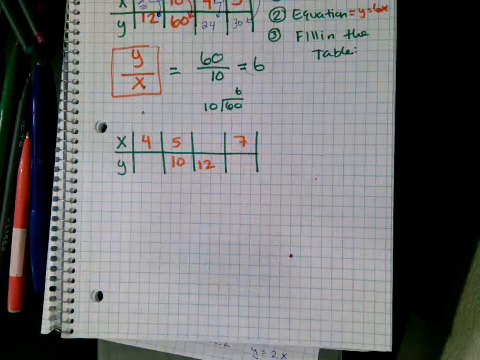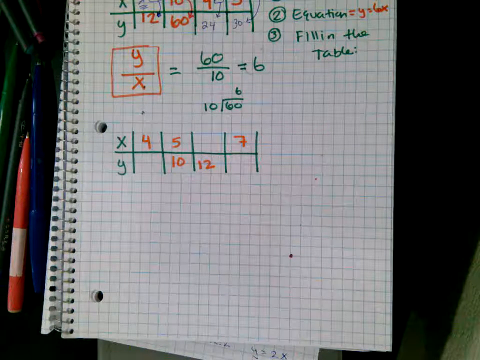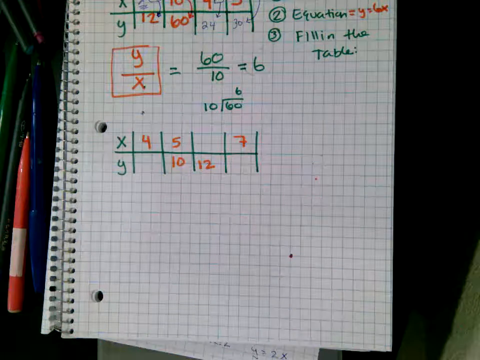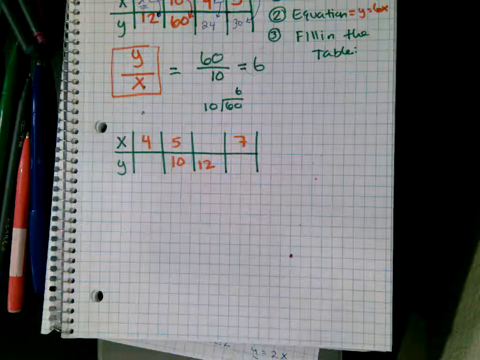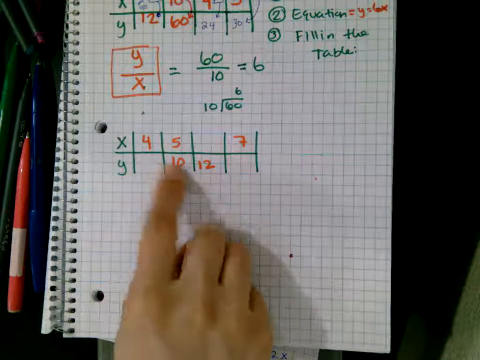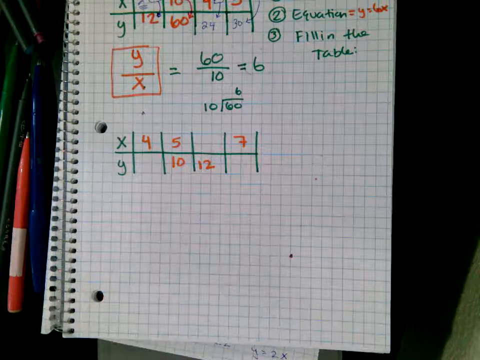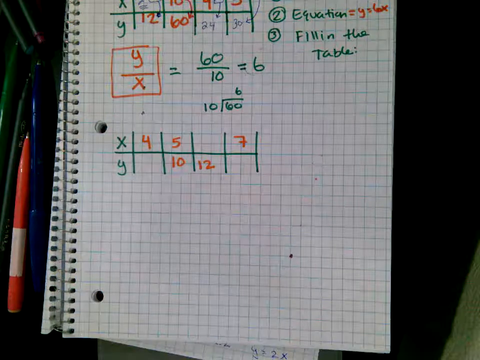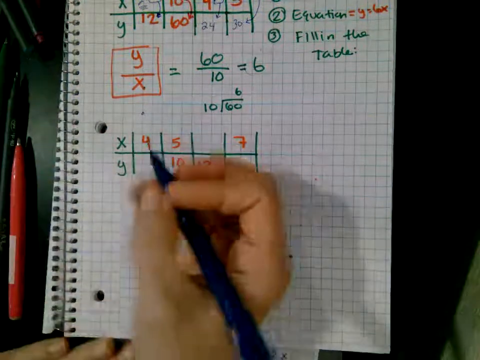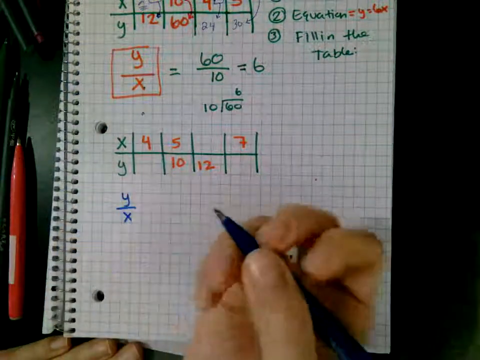The reason I'm pushing so hard on y over x is I bet you anything when you get this on a test or exit ticket, it's not going to be as easy as this. You're going to rely on that y over x. So that's why I'm pushing it so hard. All right, so this one, y over x. Here I am pushing it.